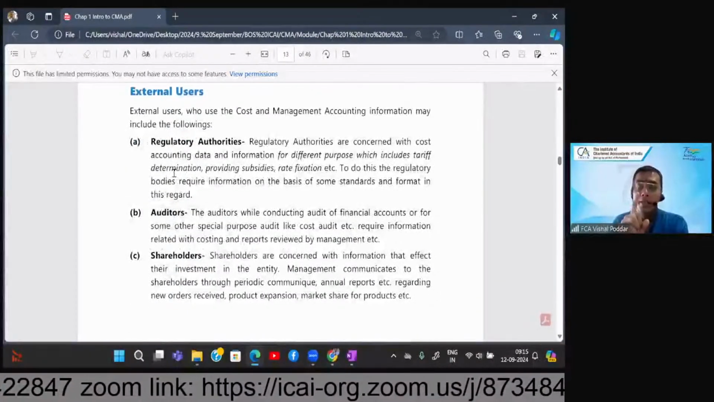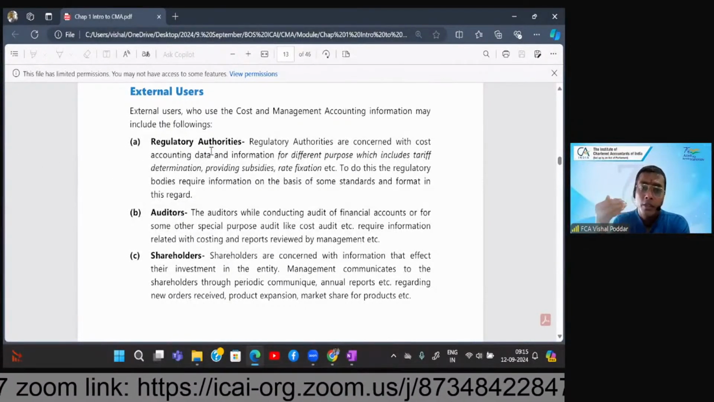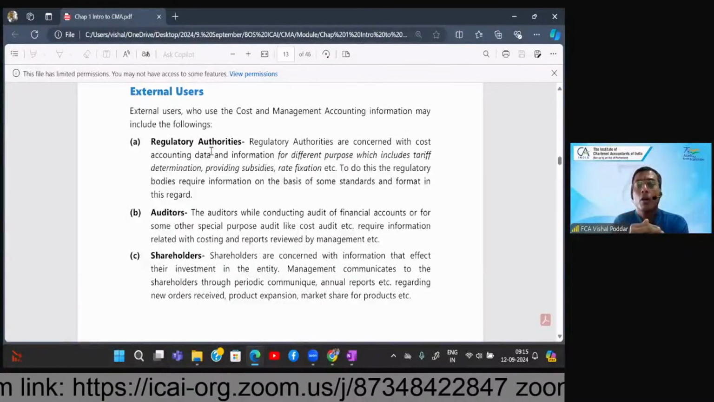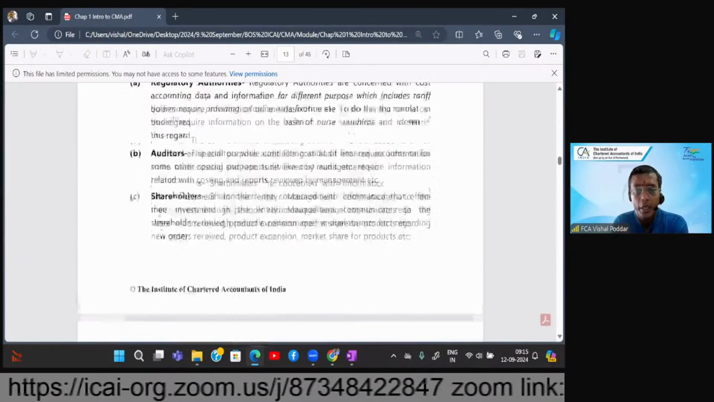But I said there is an exception. What is the exception? Regulatory authorities. So if there is, by law, some compulsion that you need to share this cost data with a particular government organization, you do that. Obviously, auditors you have to share with, because they have come for auditing.